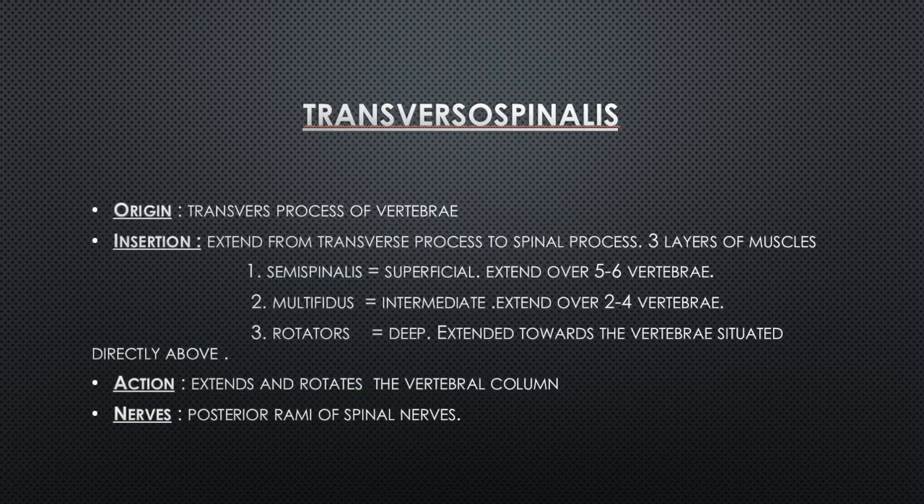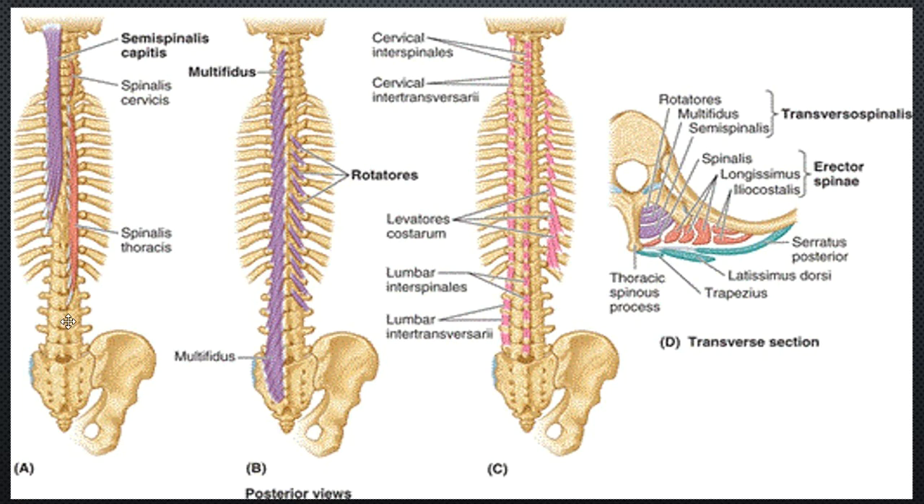Next one is transversospinalis. The origin is the transverse processes of vertebrae, as we can see here. The insertion is the spinous processes as well as the superior and inferior nuchal lines and occipital bone. The transversospinalis consists of numerous oblique muscle fibers which extend from the transverse process to the spinous process.